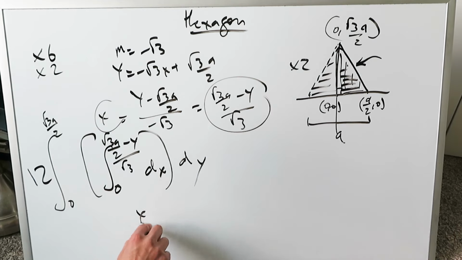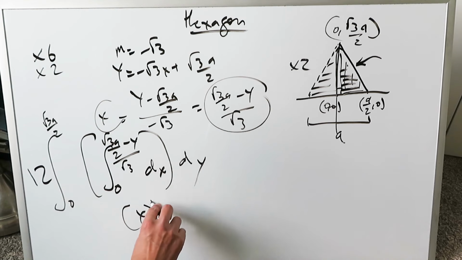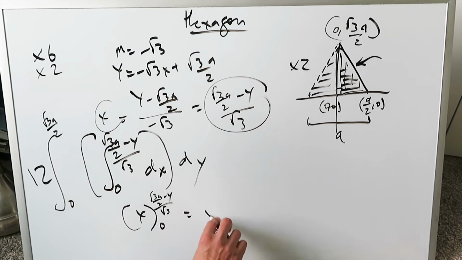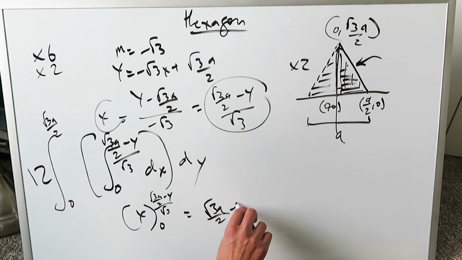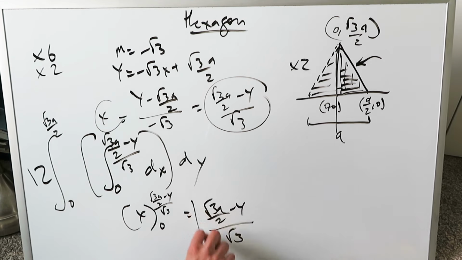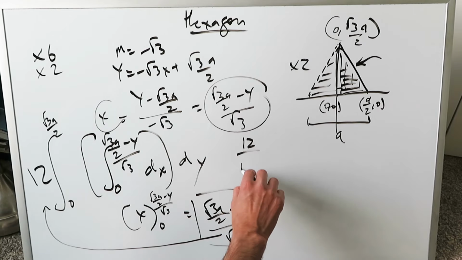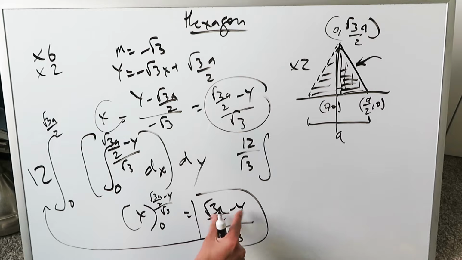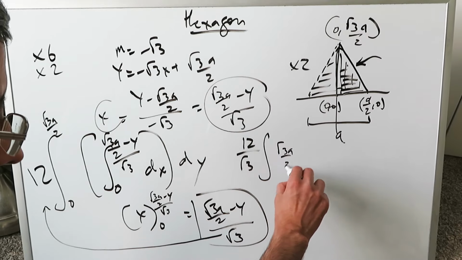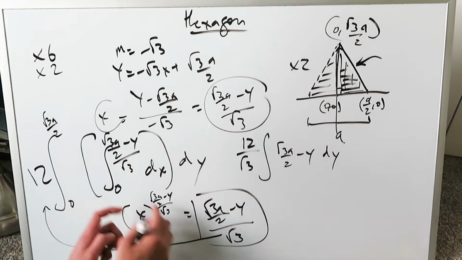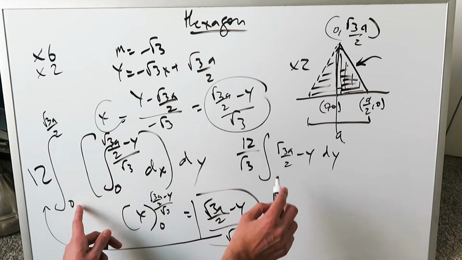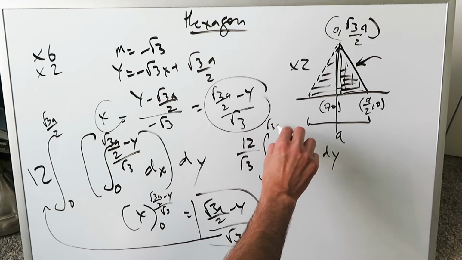The antiderivative here is an x. You're looking at it from 0 and all of this, root 3 a over 2 minus y divided by root 3. Do this computation, you just have a root 3 a over 2 minus y divided by root 3. This will now go into your dy integral, but this over root 3 can be pushed outside right over here underneath this 12. So suddenly everything becomes 12 over root 3. Now you have this entire integrand, root 3 a over 2 minus y with respect to dy, because the dx integral is used up from 0 up to root 3 a over 2.